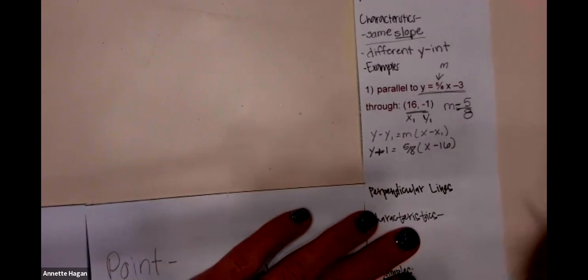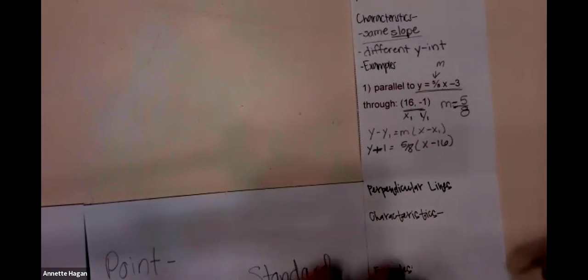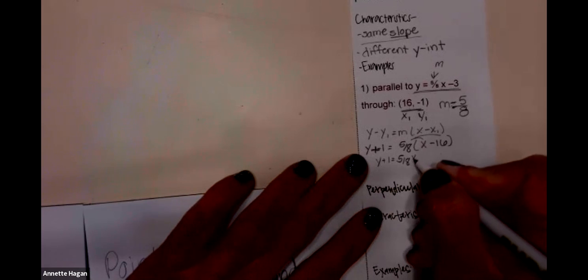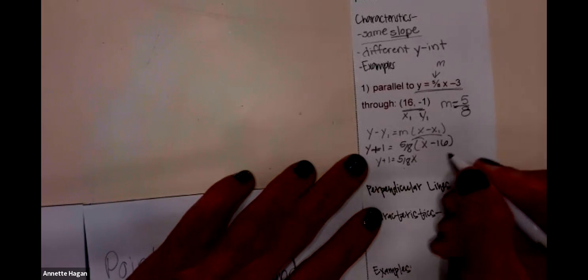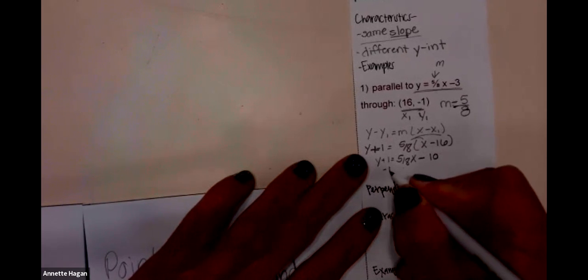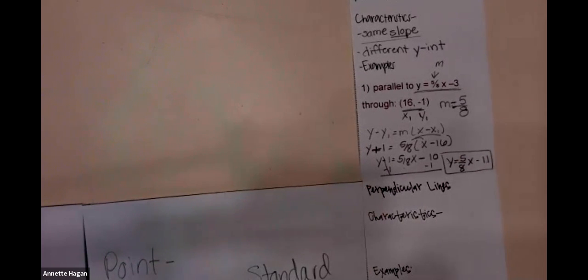I have it in point-slope, but I also really always want to go to slope-intercept form. So I'm going to go ahead and distribute this. So I get y plus 1 equals 5/8 x, and 5/8 times negative 16 is negative 10. And then it's not in slope-intercept form, so I subtract the 1 from each side. So I get y equals 5/8 x minus 11. Here's my equation in slope-intercept form. I have a slope, I have a y-intercept, and that would be very, very easy to graph. So the thing with parallel lines is to know that they have the same slope.